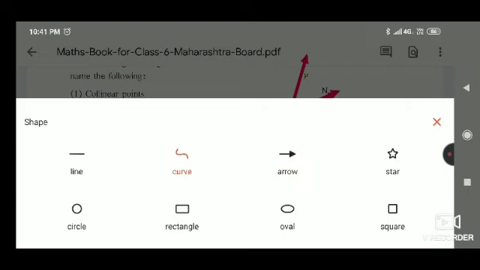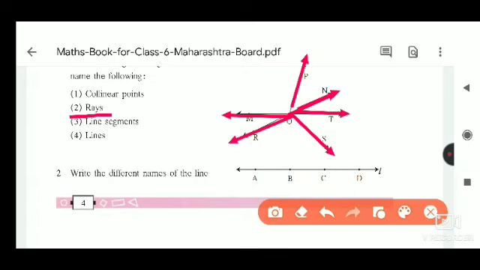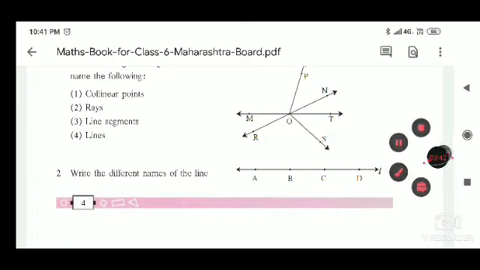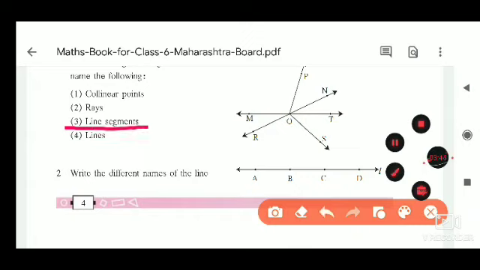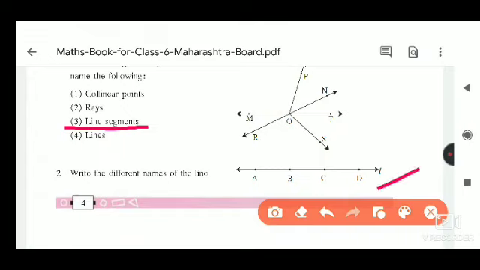Now we will see the next question, that is the line segment. How many line segments are there? The definition of a line segment is the line which joins 2 points, then it is called a line segment. So if you see in this figure, this is point M, and this is point T, and they are joined by a segment. So segment MT is a line segment.